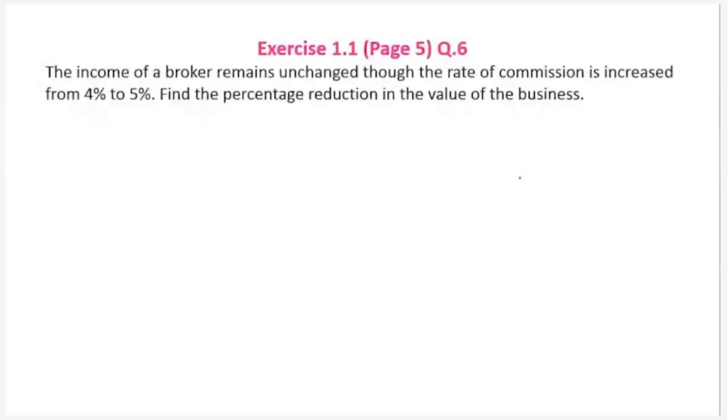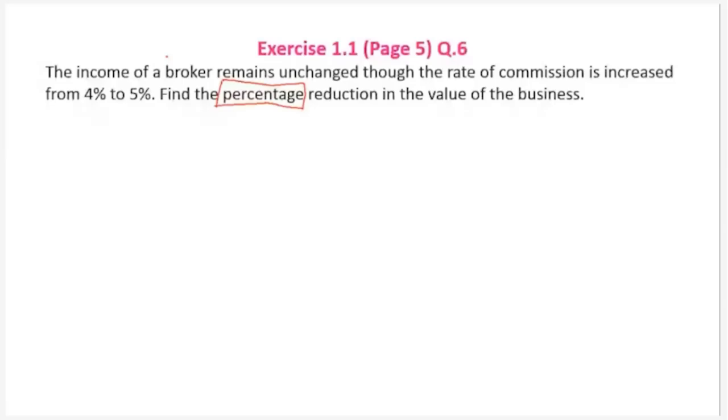Find the percentage reduction in the value of business. Now listen carefully to what I am saying. What do you have to find out? Percentage. When you want to find out anything in percent form, a better assumption is 100, though it is not compulsory. What do you want to find out? The percentage.